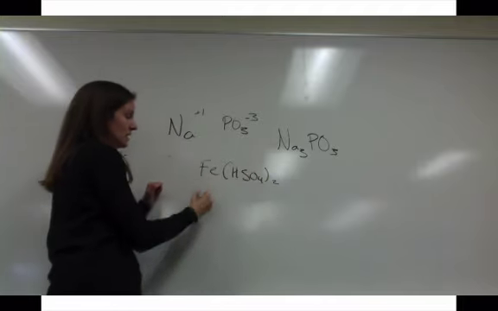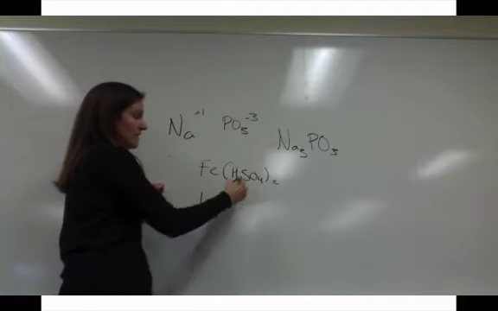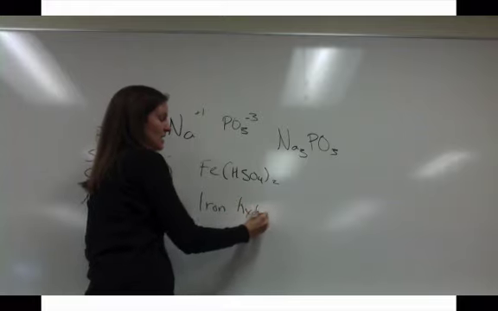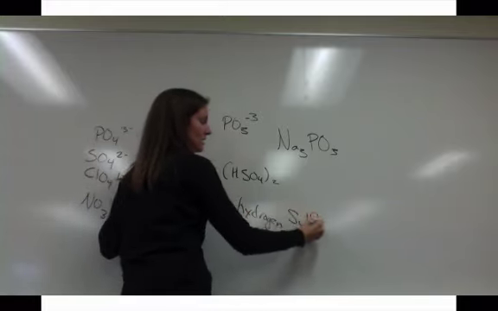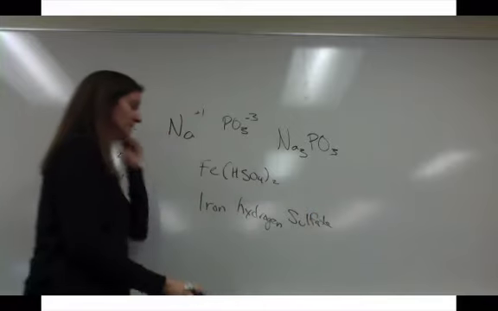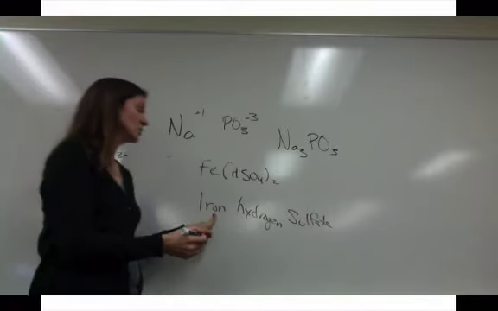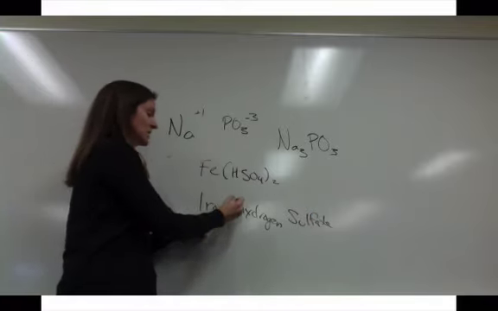Next one is this one, Fe(HSO4)2. This is iron. This is hydrogen, because there's a hydrogen on it. SO4 is sulfate. Okay. You do need a Roman numeral because this is a transition metal.